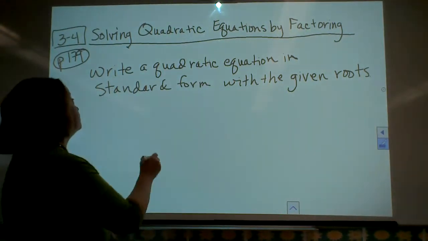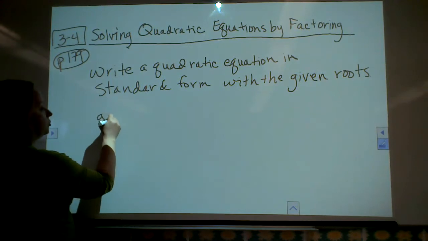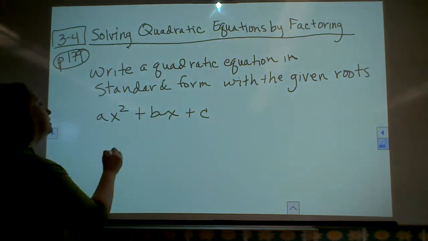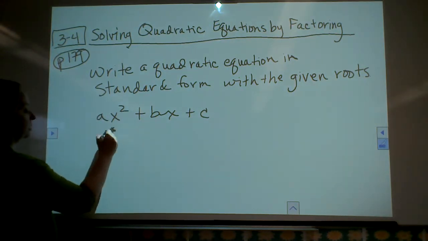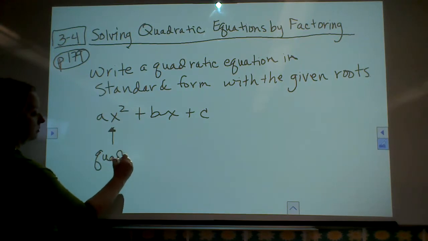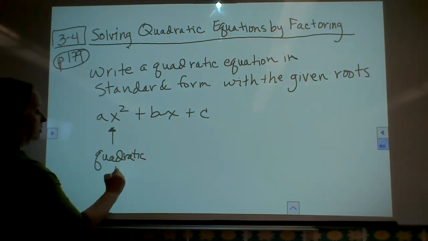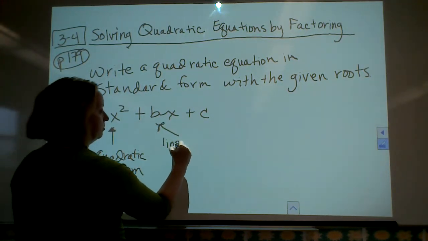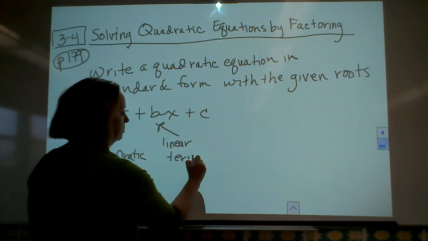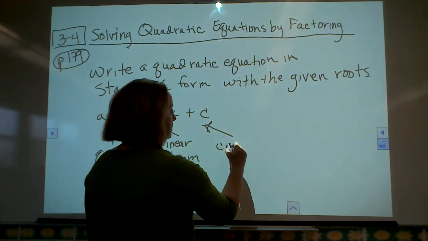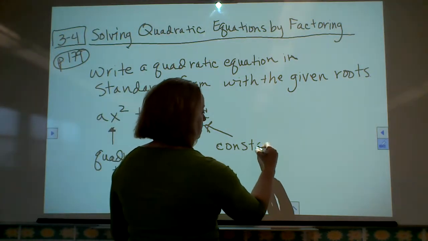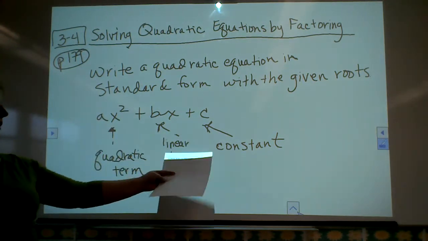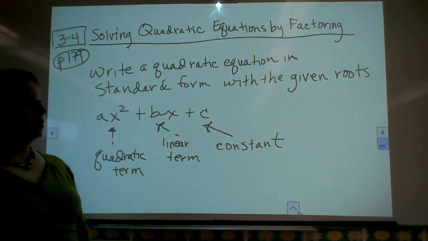So let's review what standard form is here. Standard form is ax squared plus bx plus c. This, of course, is going to be your quadratic term. This is going to be your linear term. And this is going to be your constant here. So we want to get it down to something that looks like this. So let's move on to the problem and what it's going to look like.